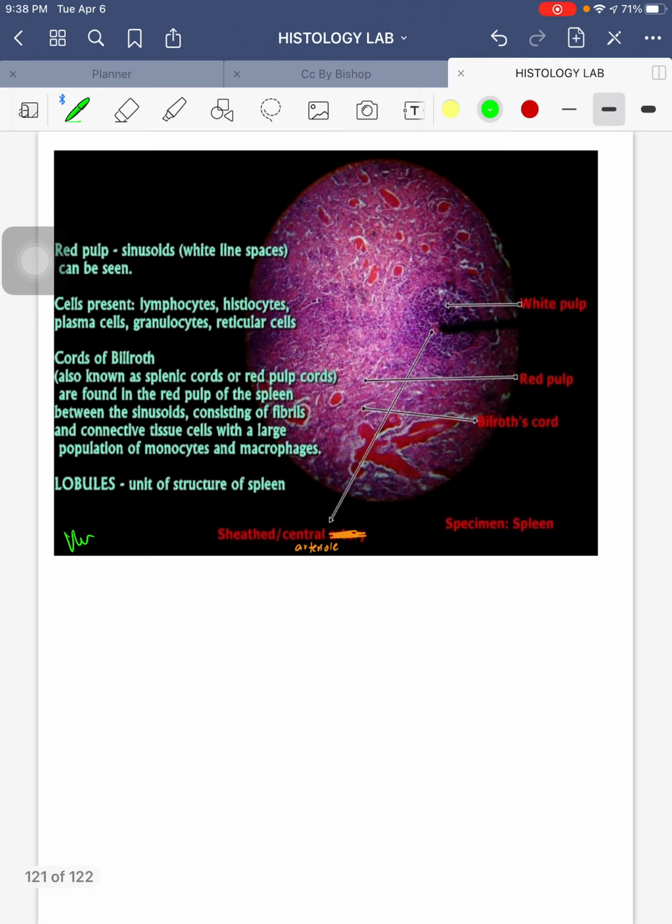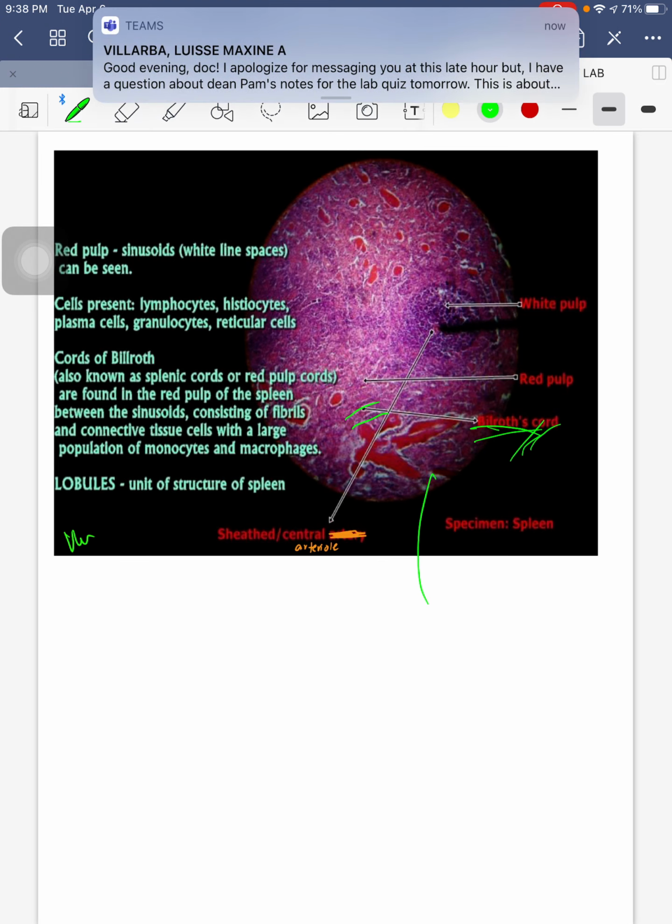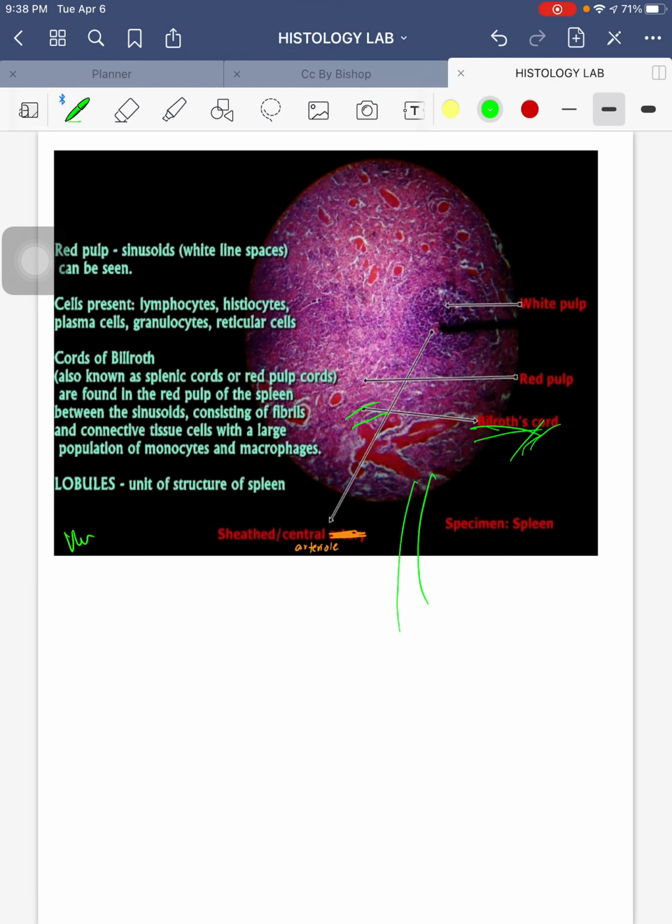Sorry, one last thing. Here, this is seen in the lab. Billroth cords are seen here, very clear. So the cell party, the splenic sinusoids. See, this is what I said. It's very hard to see your stave cells, but the splenic sinusoids are the white area spaces. And then the white pulp, here you can see it very evidently. I'll erase it so you can appreciate it: a sheath, central arteriole, lymphatic nodules. A very easy giveaway that this is definitely the spleen if you're asked to identify the organ.